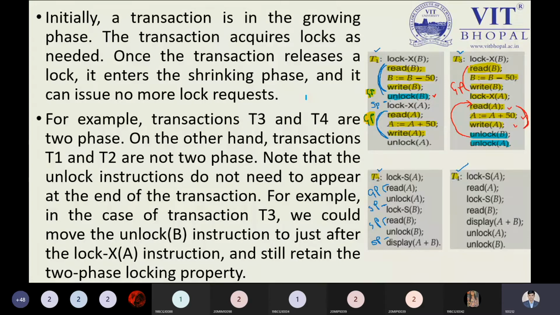Now we are shrinking the data item for closing purpose only. This is the sense of it. In the growing phase, we are expanding our data items B or A for operational purpose. So that is the reason the names are given: growing means we are expanding our data item for operational purpose, and shrinking means we are closing our data item. This is the only sense.